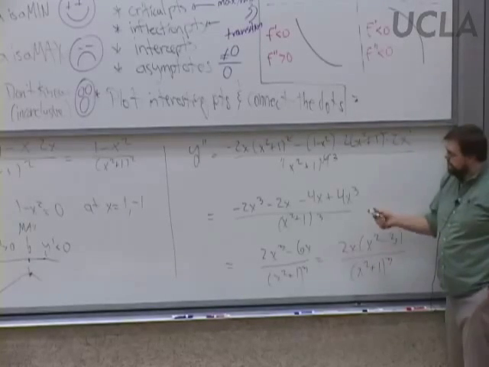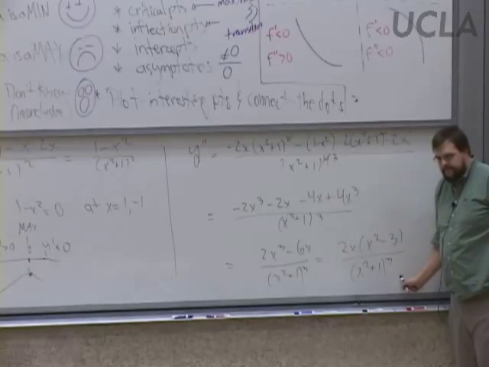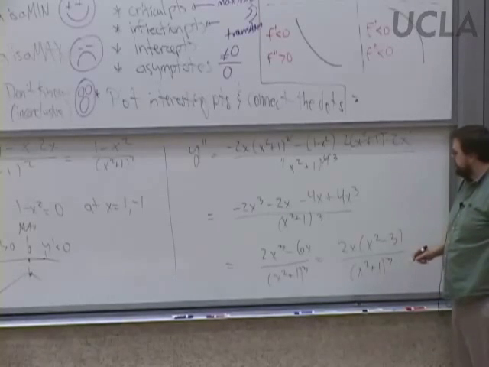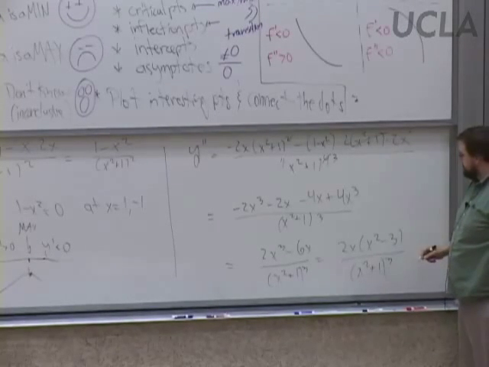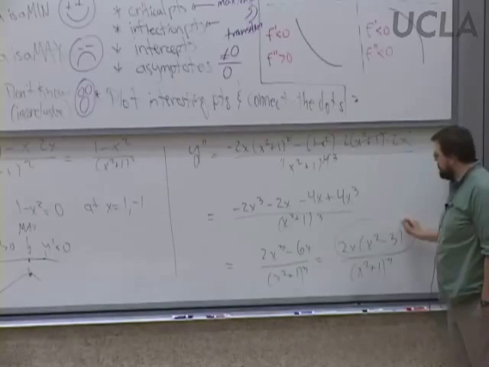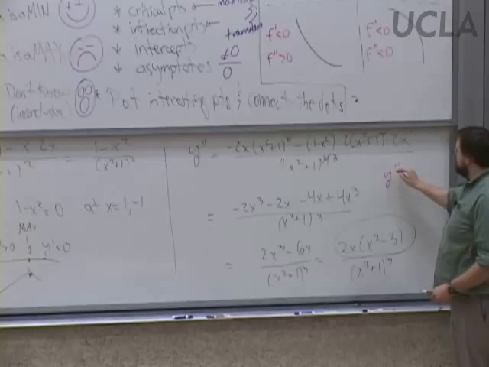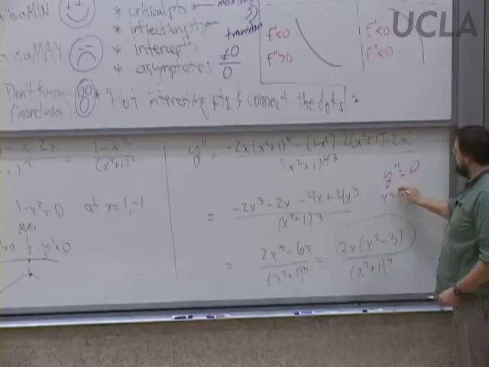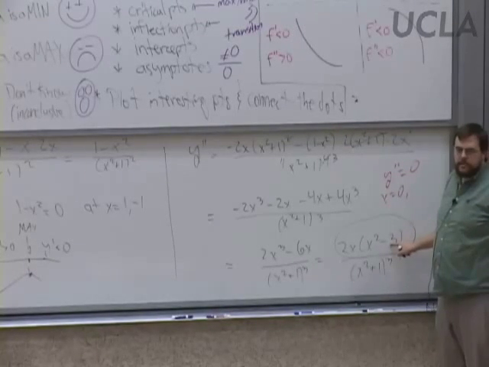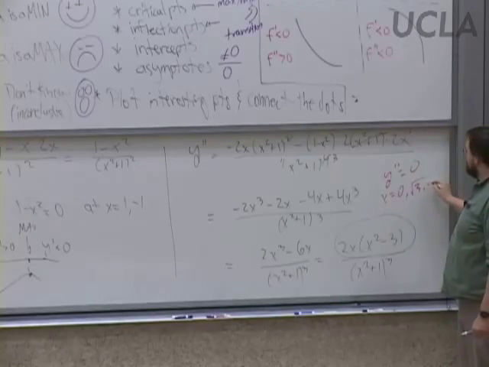All right, now, it's never undefined. When does it equal 0? Well, it equals 0 when the numerator equals 0. So we get that the second derivative equals 0 when x is either 0 or x squared minus 3 equals 0, which is at root 3 and negative root 3.